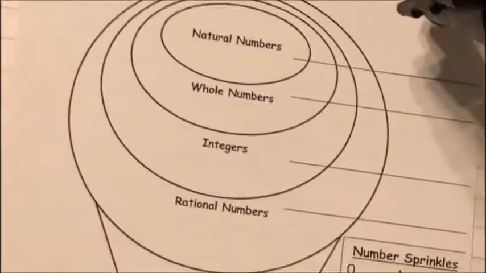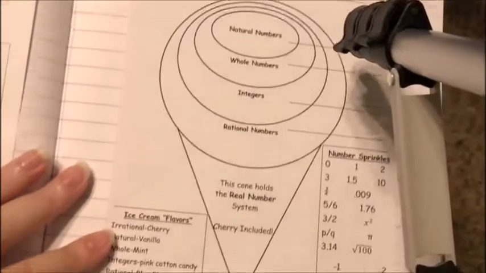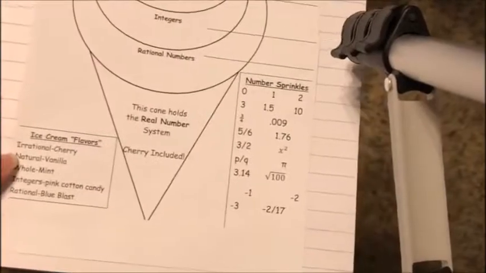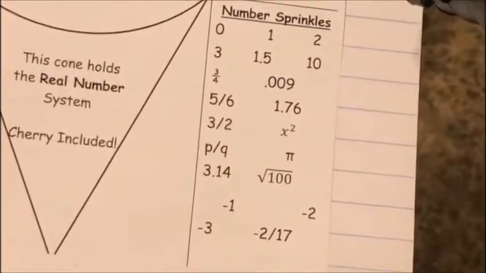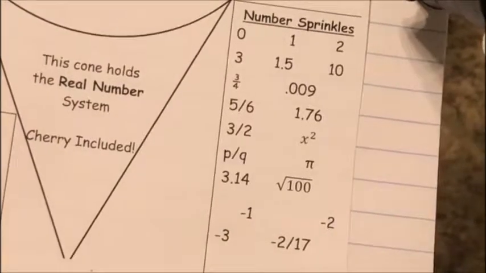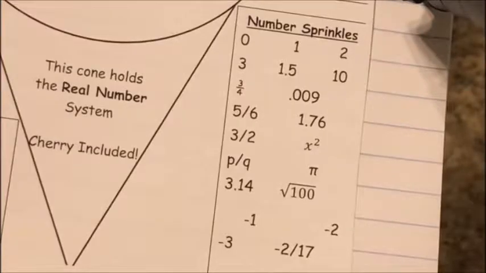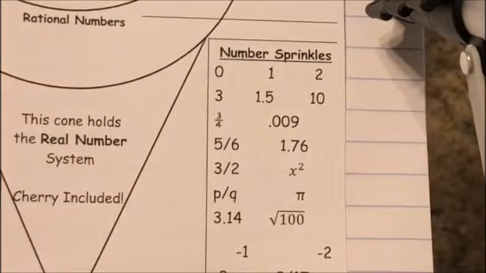Okay. On page 69, you have an ice cream cone. Using the definitions that you have on page 68, I want you to put in the number sprinkles on the lines that correspond with the lines on your ice cream cone. So this ice cream cone is the real number system. Okay. So I want you to go ahead, pause the video, and then when you are done, we will go over the answers together. Okay. So now that you're done, we're going to go over the answers together.